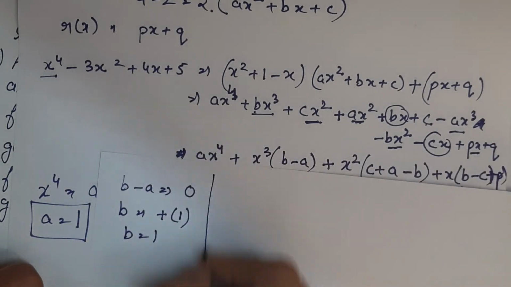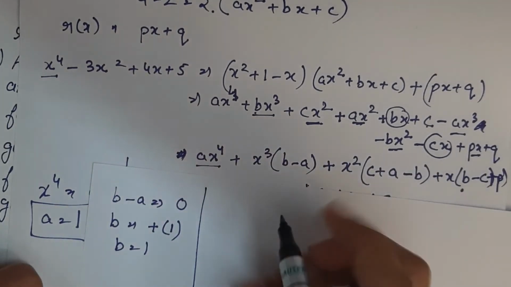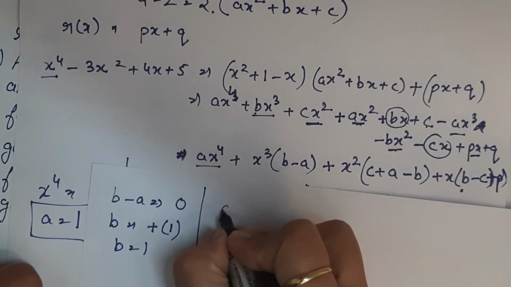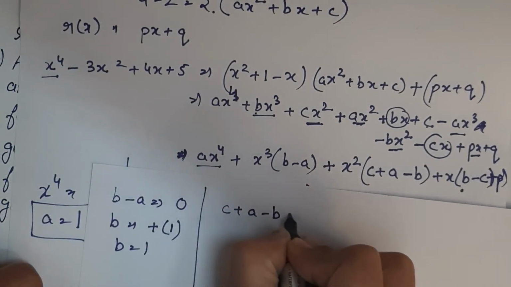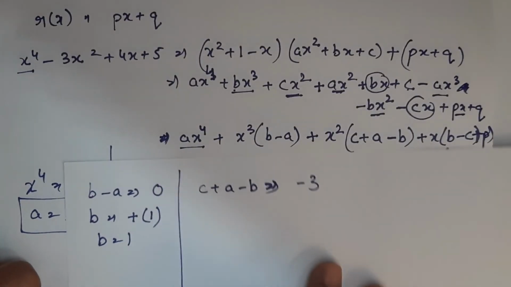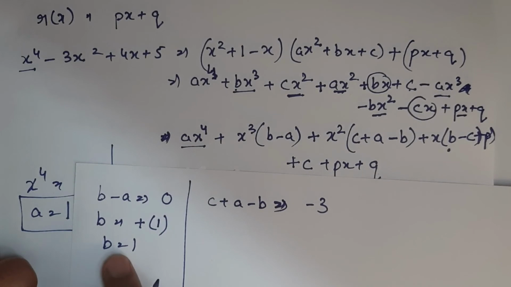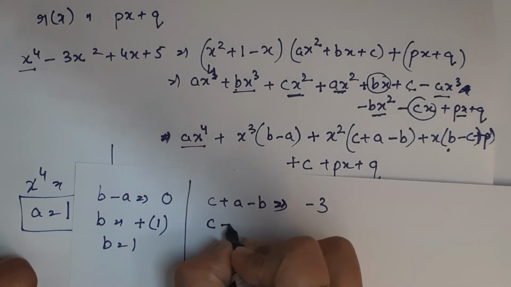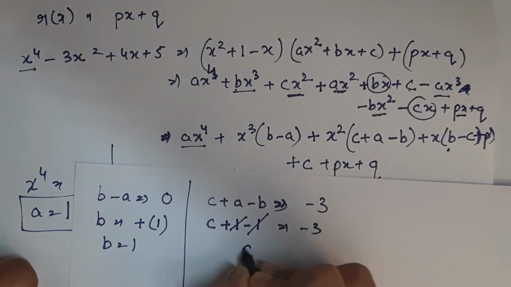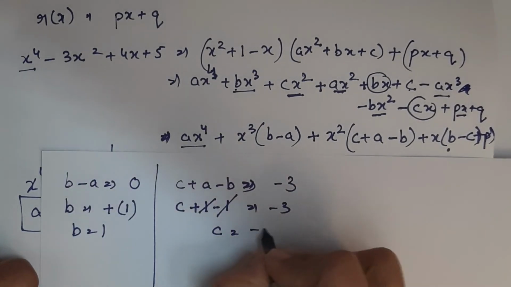Now for the third equation, it is x square. The x square term is minus 3x square. So c plus a minus b is equal to minus 3. Now I know a is 1, b is 1. So c plus 1 minus 1 is equal to minus 3. They both cancel out. So c comes out to be minus 3.